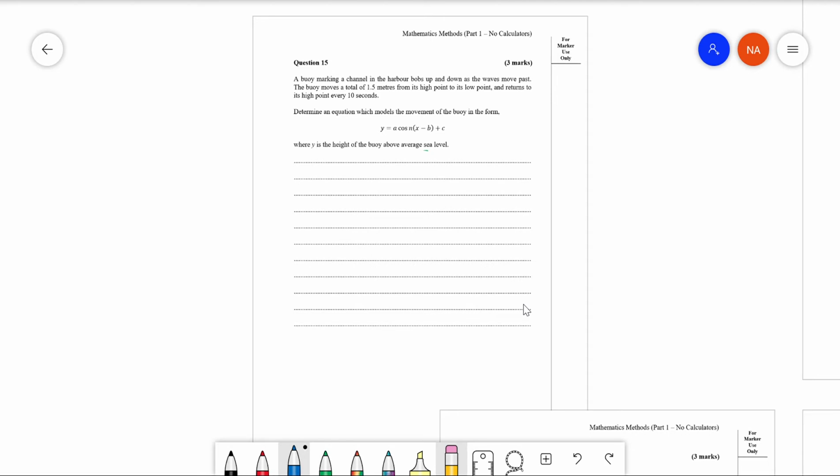Here's a trickier question. Now this is one with a lot of words, and we've got to find an equation that fits all the words, and I like to do these using a graph. That's the way I always do these. So here's my graph.